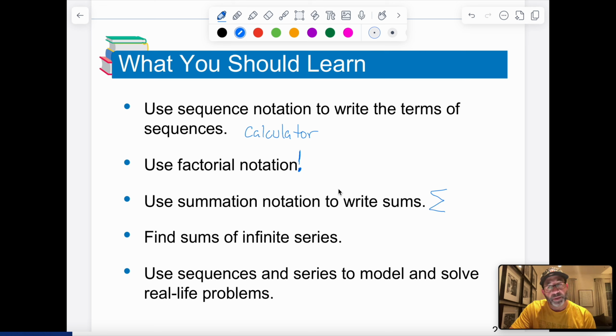And we're going to talk about the parts of that. We're going to find sums of an infinite series. And then we're going to use sequences of series to model and solve real life problems. So let's get started.